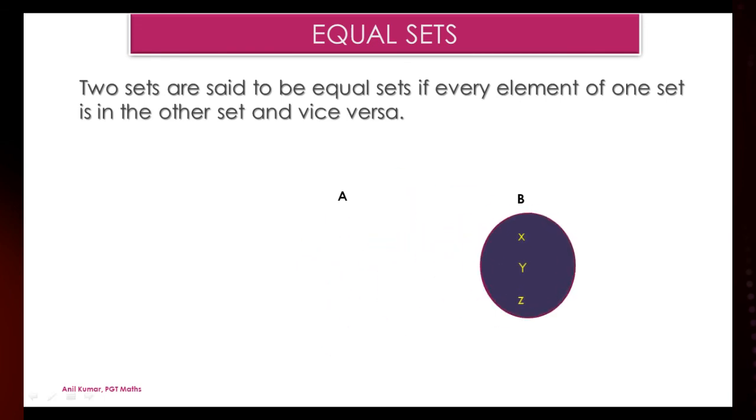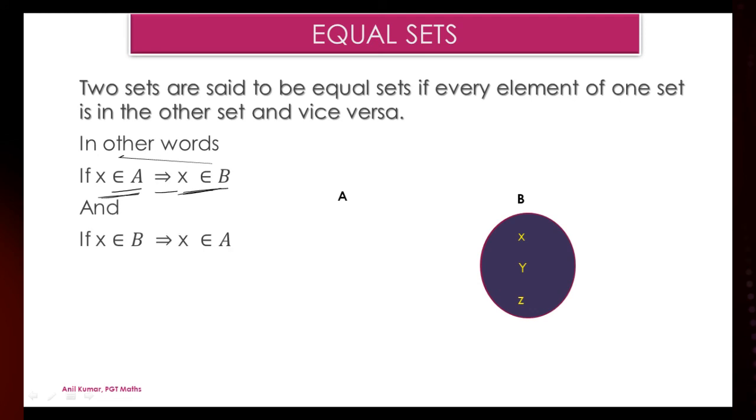So A overlaps B. That means exactly the same, not only number wise but element wise also. Mathematically, in other words, I can say if x belongs to A implies that x belongs to B. That means all the elements of A also belong to B and all the elements of B belong to A. Then we'll say that the sets are equal.